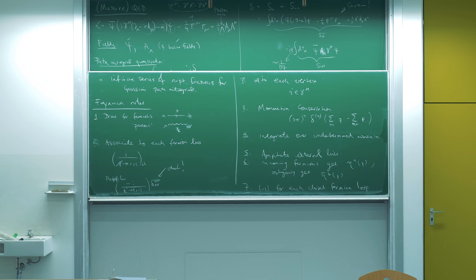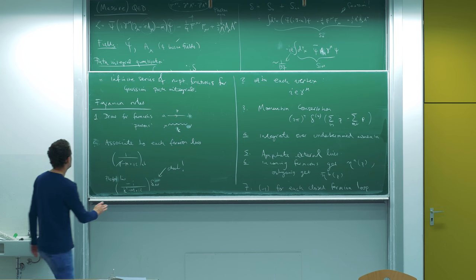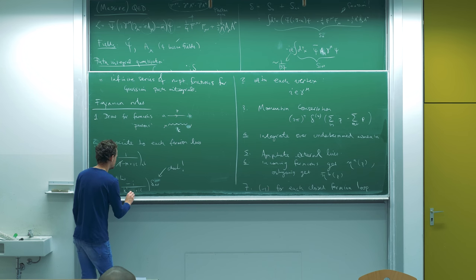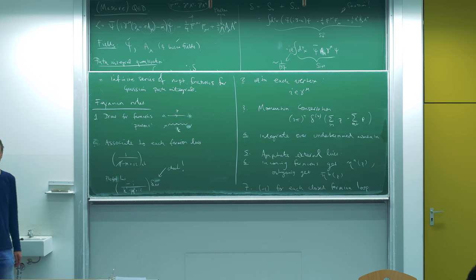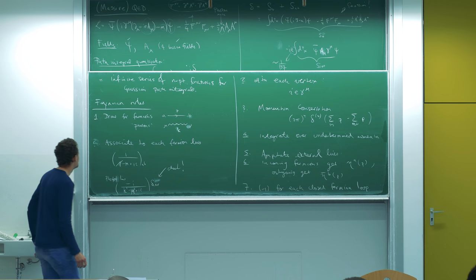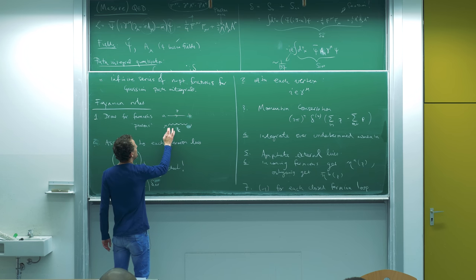Mistake here for the photon line. I'm sure there's more than one. It's mu squared, obviously, not m. Not to be confused with a mu on the propagator. It's ugly.